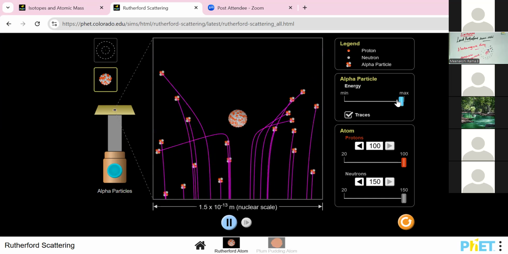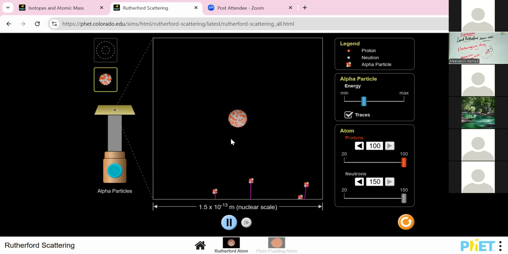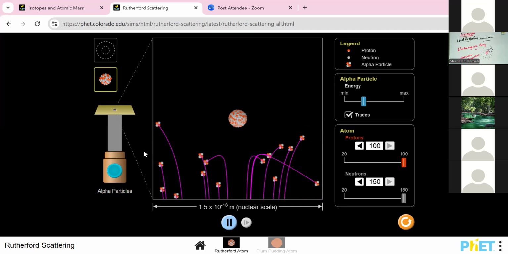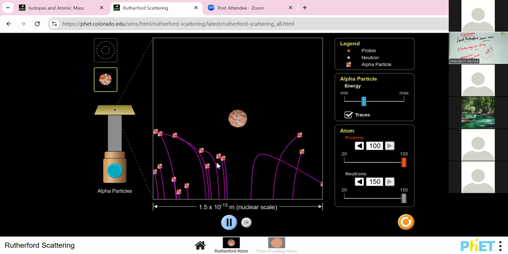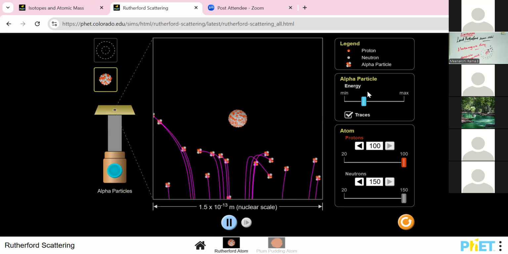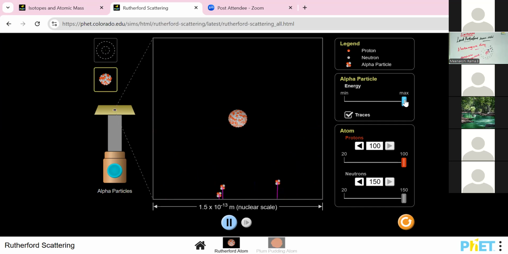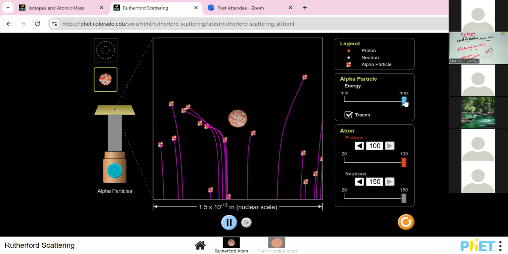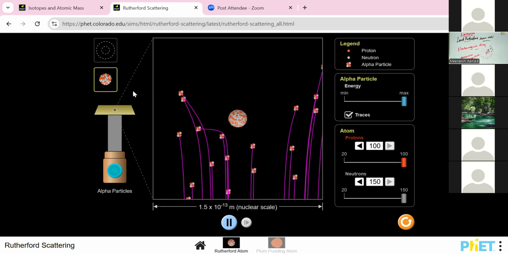Here also, we want to minimize the energy level. The alpha particles are moving in a slow manner. Some particles come back, some particles are deflected, very few are in a straight line. Because the energy level is very low, look here, most of the lines go in a straight line.